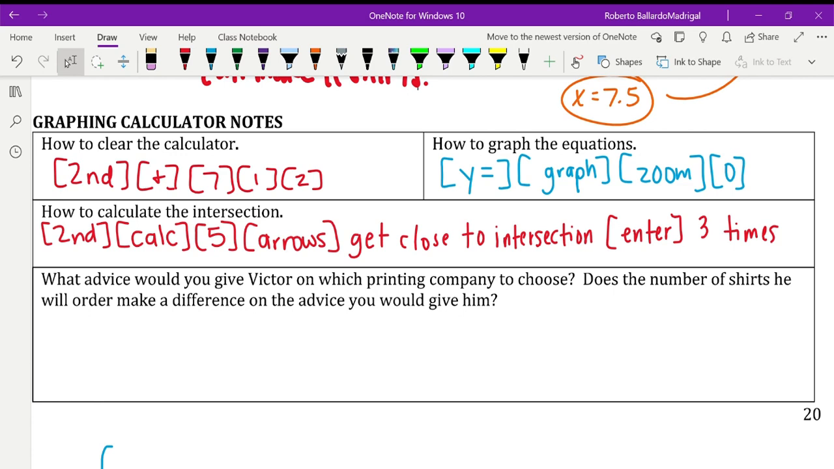Is the intersection where they cross? Yes. Keep moving it to the right until you get close to the intersection. The closer the better. Donde cruzan. Then go left. Get it? Okay, now you're going to press enter 3 times. 1, 2, 3. Until you get, at the bottom, it's going to say intersection. X equals 7.5, Y equals 67.5.